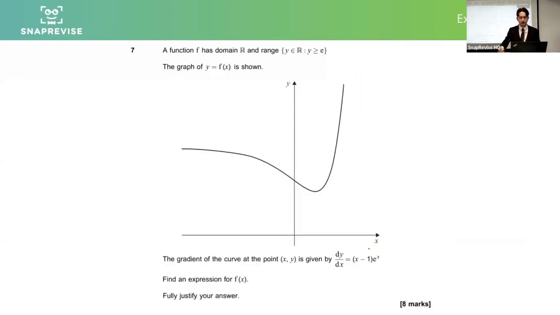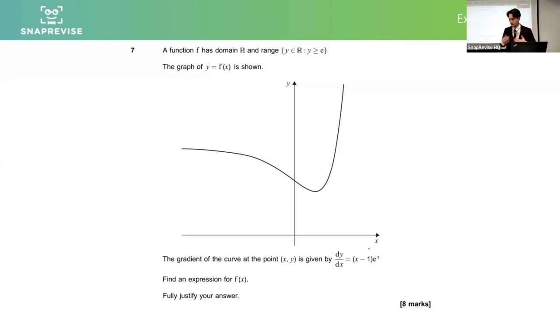So the function f has a domain R, so all the real numbers, and it has a range that y is greater than e. So remember, the domain is for the x values, it's for the inputs, the range is for the y values. And there's a picture of the graph. It says the gradient of the curve at the point (x, y), so at a generic point, is given by its derivative, dy/dx equals (x minus 1) e to the x. Find an expression for f(x). Fully justify your answer. 8 marks.